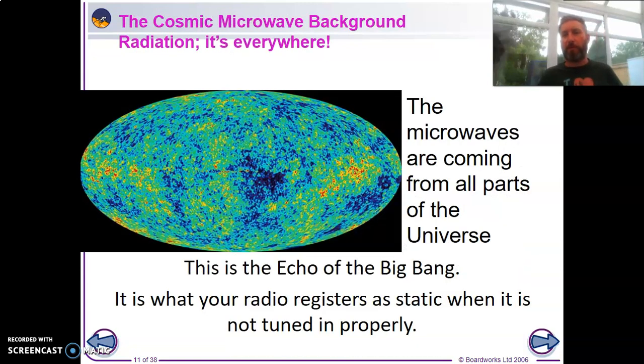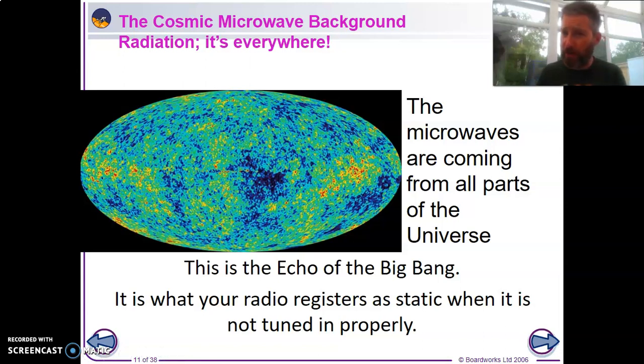The cosmic microwave background radiation is the leftover noise from the Big Bang, the echo of the Big Bang. So the Big Bang produced lots of gamma radiation. That, as it shifted further apart, has turned into microwaves. And microwaves are coming from all parts of the universe. So this energy is just echoing around the universe. And we can map it, and this is what we have done recently. This is a map of the microwave radiation left over from the Big Bang.